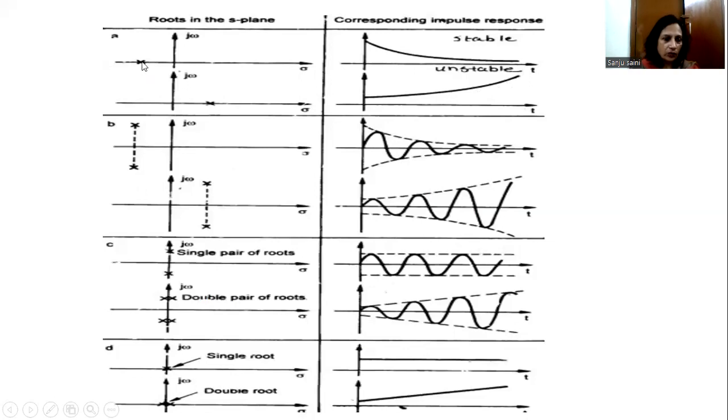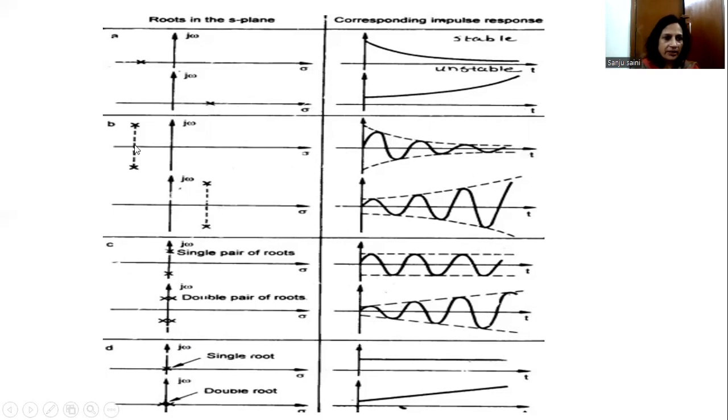So a root lying in the left half of the S-plane makes the system output decay to zero in the absence of input. And a root in the right half makes the system output increase even in the absence of input. Then this is another location of roots of the characteristic equation. These are complex conjugate roots lying in the left half of the S-plane. Corresponding to this, we get an oscillatory response that is exponentially decaying, so ultimately it dies towards zero amplitude.